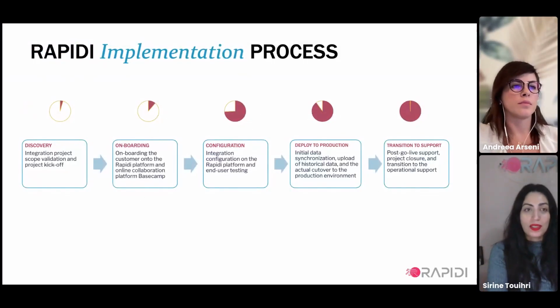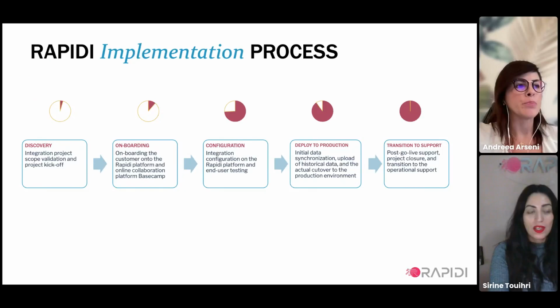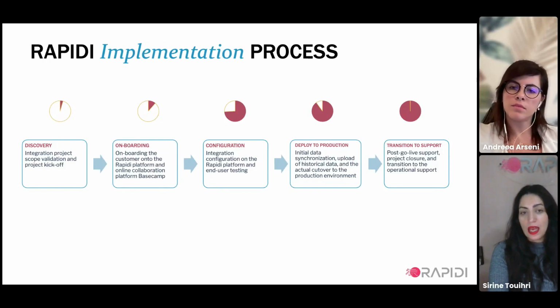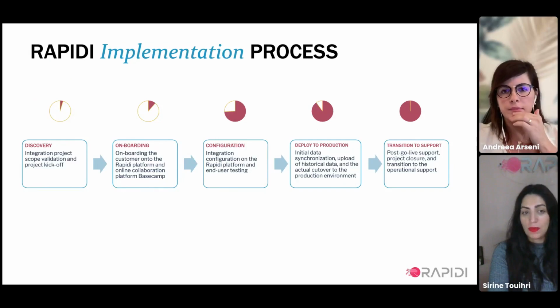And now I would like to explain which steps we go through when we start working together. We call this the 5-phase approach, so that we can ensure a smooth implementation process. First of all, we would start with the discovery, which is the integration, project scope validation, and project kickoff. Second step would be the onboarding. It's basically onboarding you into our Rapidi platform and Basecamp, which is the online collaboration platform that we use.